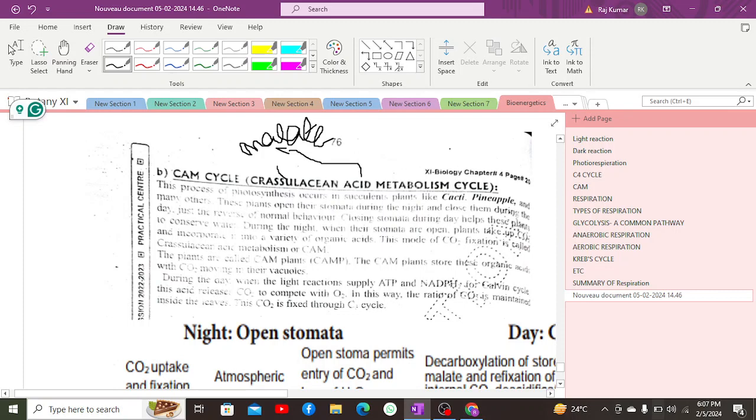They basically have a characteristic that they have scotoactive stomata instead of photoactive stomata, such that they have stomata which open during the night and close during the daytime, which are known as scotoactive stomata. So for that, the adaptation is such that their mode of carbon dioxide fixation is called crassulacean acid metabolism, or CAM. The plants are known as CAM plants, and CAM plants store these organic acids with carbon dioxide in their vacuoles. And now let us study how.